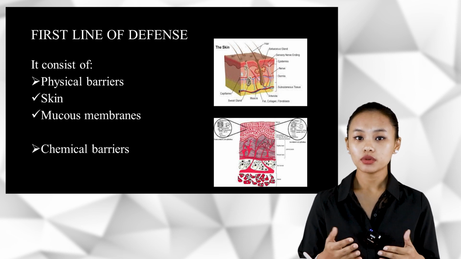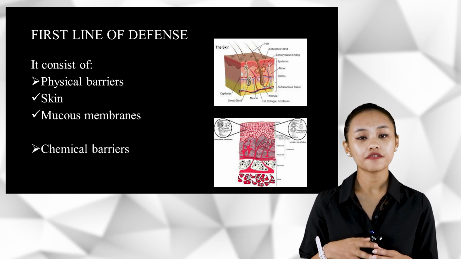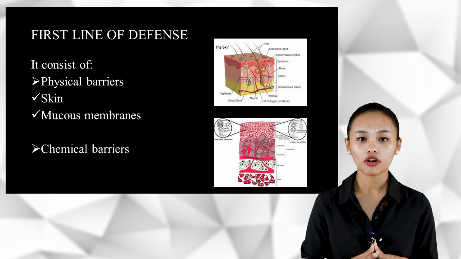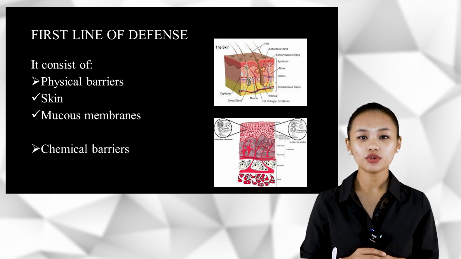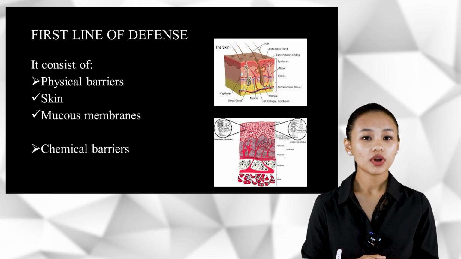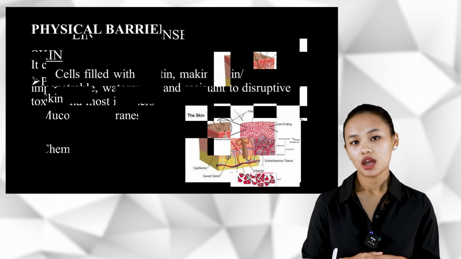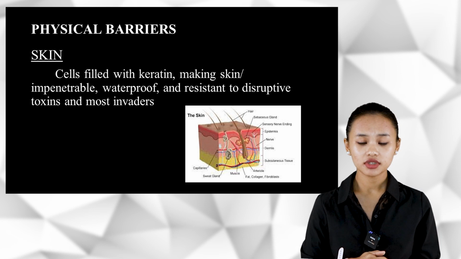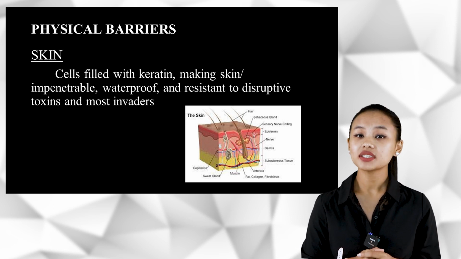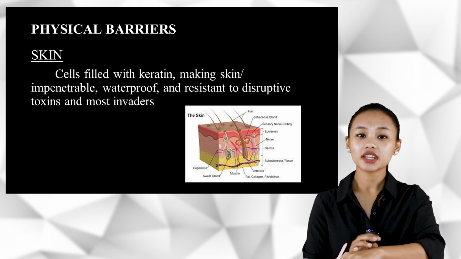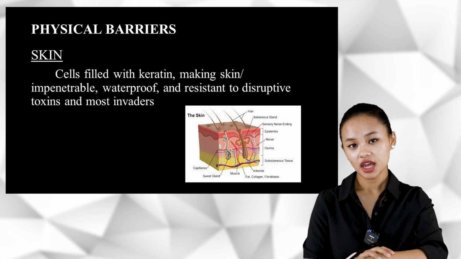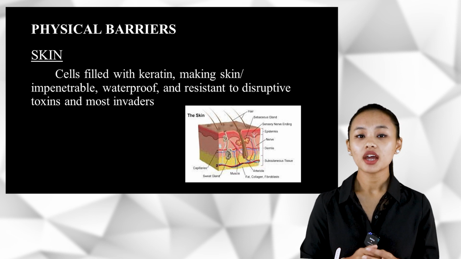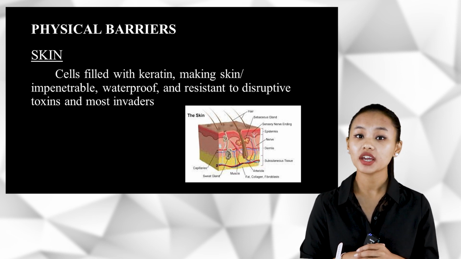As I've repeatedly said, the first line of defense consists of the physical as well as the chemical barrier. The physical barrier consists of the skin as well as the mucous membrane. Now let's look at what the skin and the mucous membrane do. Here the skin cells are filled with keratin. So what does this keratin do? This keratin makes the skin impenetrable, meaning nothing can penetrate through the skin surface. It also makes it waterproof as well as resistant to any disruptive toxins and most invaders.